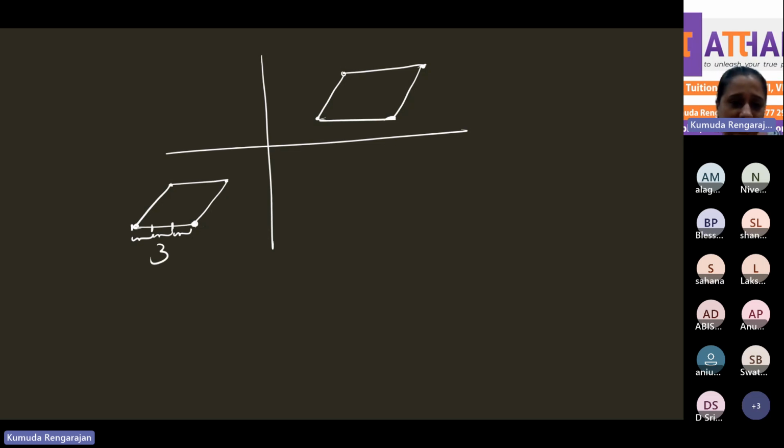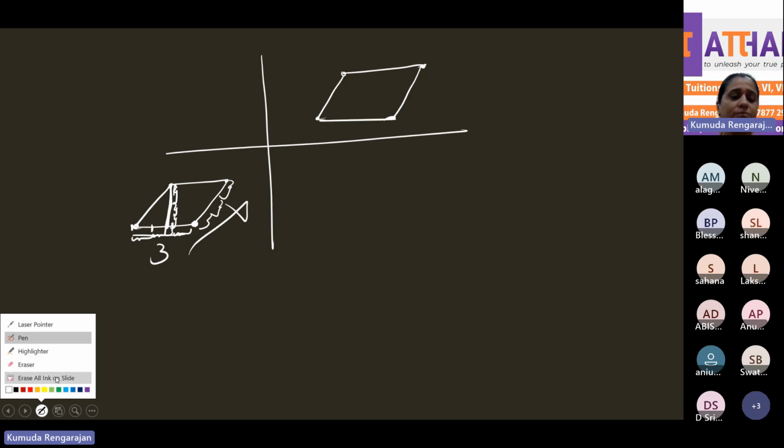3 is the base. Height you should draw, children. You should draw the height like this. From here, you should draw the height. And you must count this, 1, 2, maybe 2.5 also, I don't know. So base into height. This is a parallelogram. Area is base into height. Base you can count this one. Height you have to draw. Don't count this 1, 2, 3. That's wrong. This is the height. Base into height. So that's about a parallelogram.